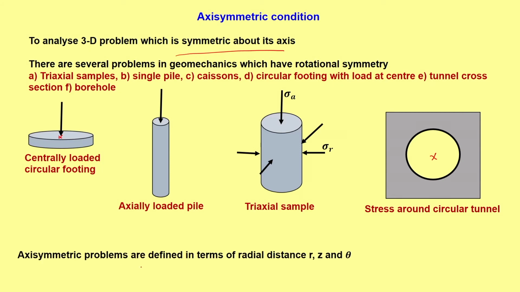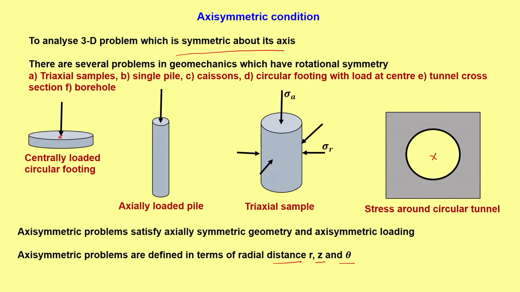So, axisymmetric problems are mostly defined in terms of polar coordinates: radial distance r, vertical distance z, and the angular plane given by theta. So, it is basically a polar coordinate approach. Axisymmetric problems also require axially symmetric geometry and axisymmetric loading.